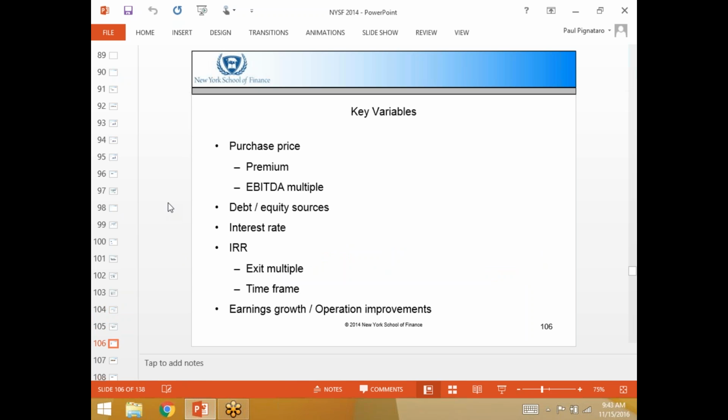What's a typical minimum IRR? A lot of investors require 25%. That's what they say. They don't actually get that, but that's what they want. They won't do a deal that's less than 25%. Projected. Expected, projected. What are the major variables in this analysis?